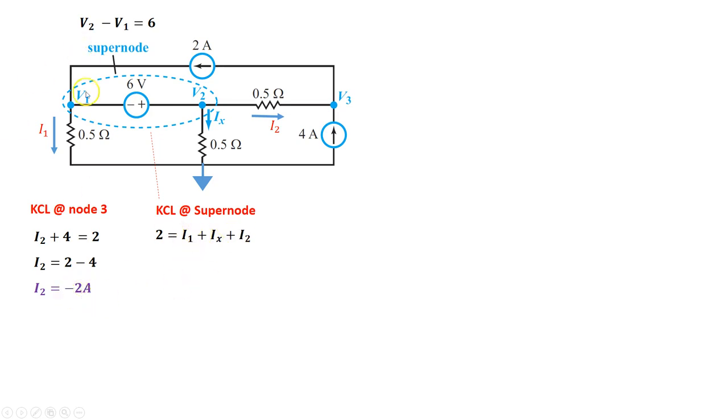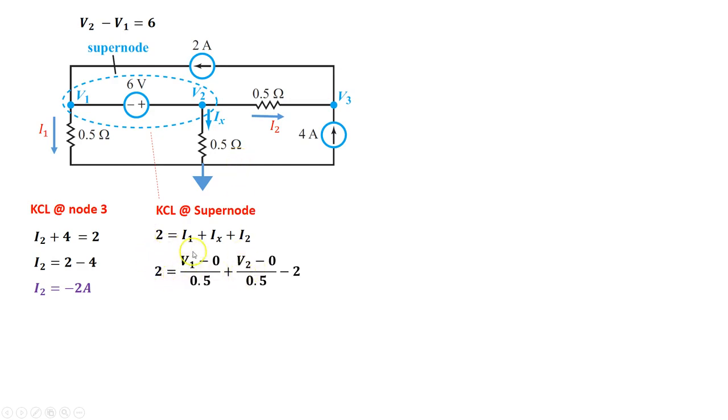So I1 starts at V1, goes towards the reference node, which is at 0, through the 0.5 ohm resistor. So we want to write I1 as (V1 minus 0) divided by 0.5. Ix similarly goes from V2 towards ground through 0.5. So we write that as (V2 minus 0) divided by 0.5.